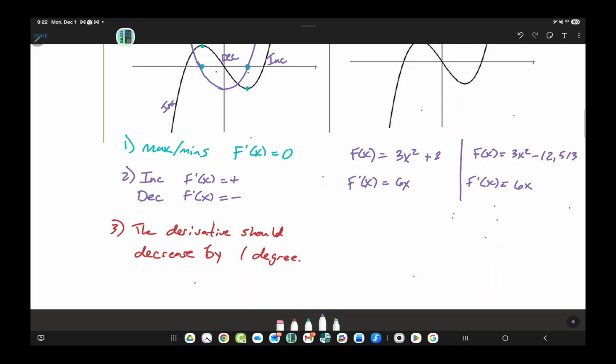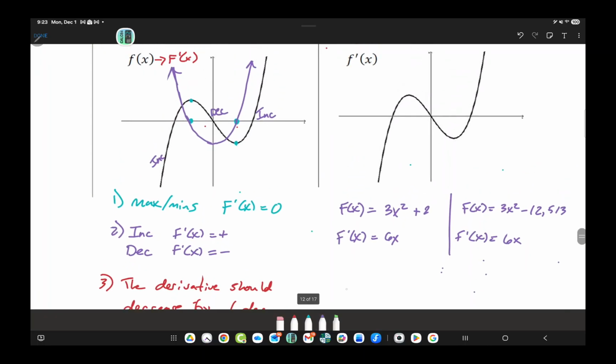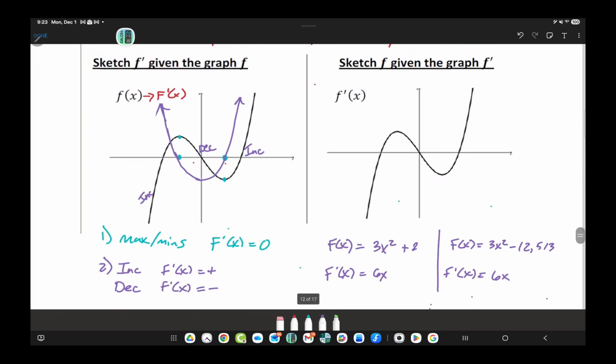So when you graph these and check your answer on the answer key, as long as the basic shape is correct, you're fine. It may be shifted down or up. That's okay, because we don't know where the original function starts. So here's the idea. We have to think backwards about this. There are still going to be some key aspects.